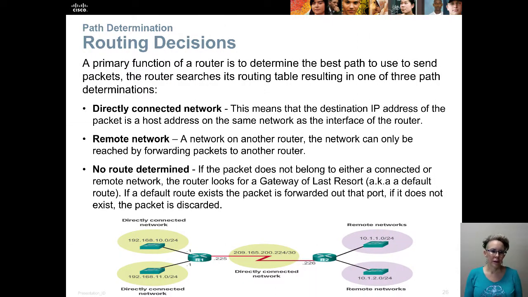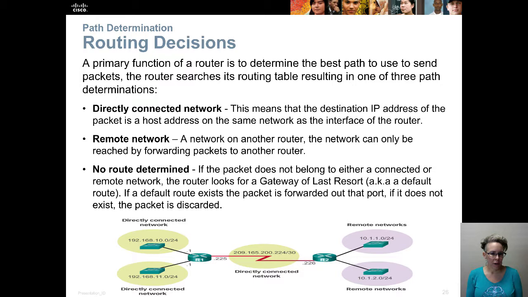All right, so we've talked about it. The router's primary job is to determine the best path to use to send the packet, right? So it's going to build a routing table. It's going to look in that routing table and it's going to decide which path to take. Just like we would if we needed to take a driving trip, we'd look on the map and we'd figure out the best route. So there's a couple of different types of networks that will go into the routing table.